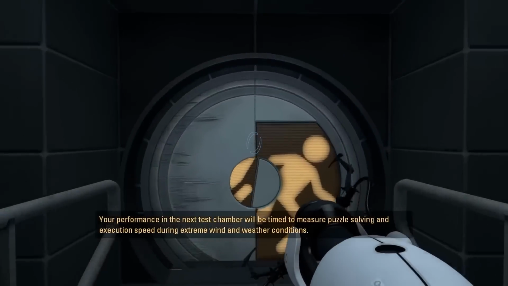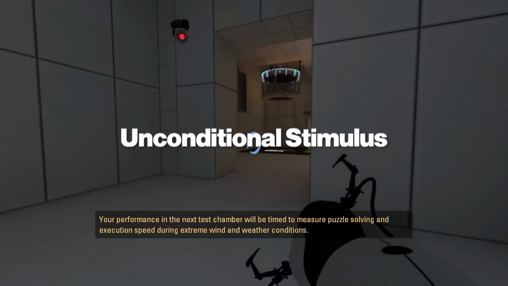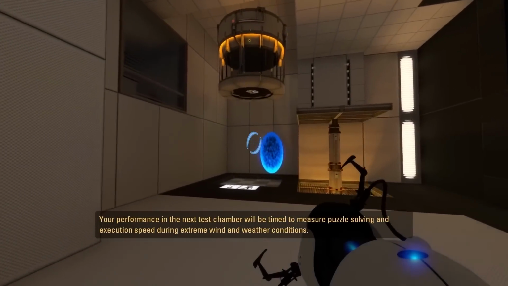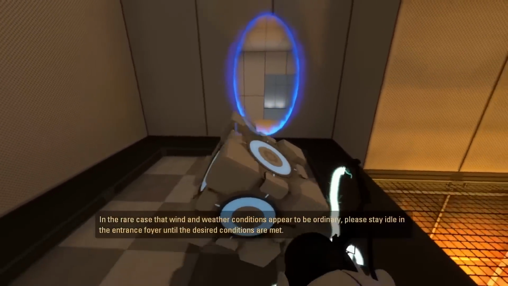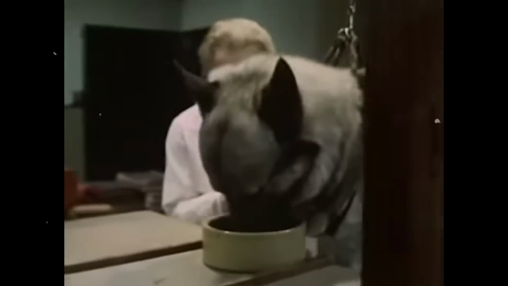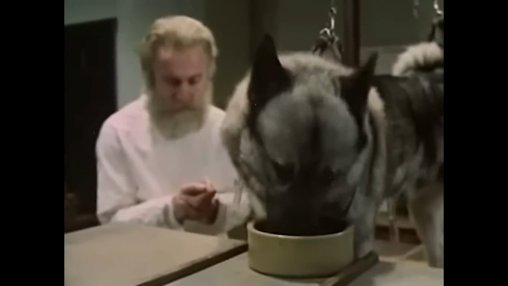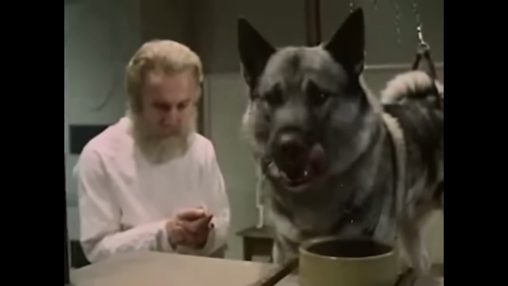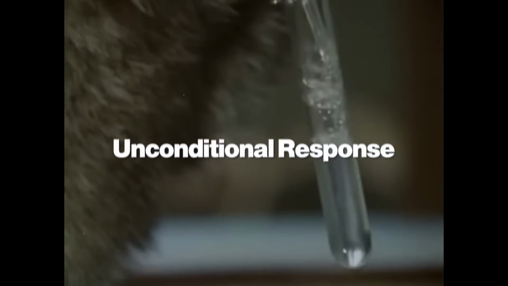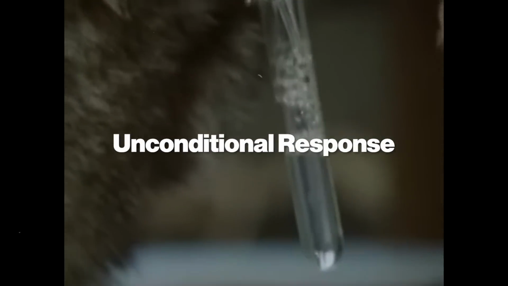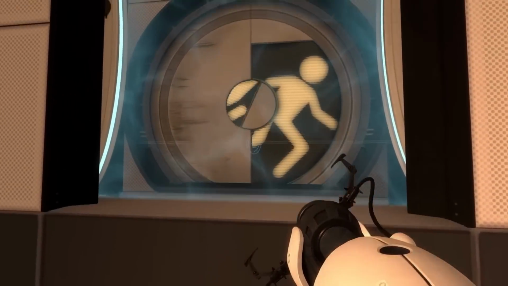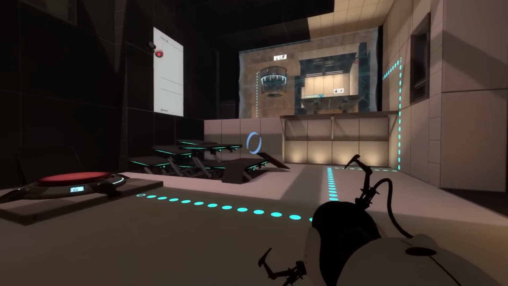So the process begins with the unconditioned stimulus, or the US, which is something that naturally and automatically triggers a response without any prior learning. For example, in Pavlov's experiments, food served as this unconditioned stimulus because it naturally caused dogs to salivate. The response to this stimulus, such as the dog's salivation, is known as the unconditioned response, or UR. This response occurs naturally and does not require any learning or conditioning.